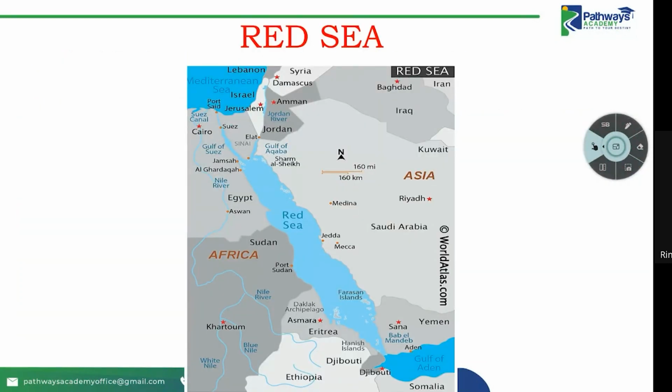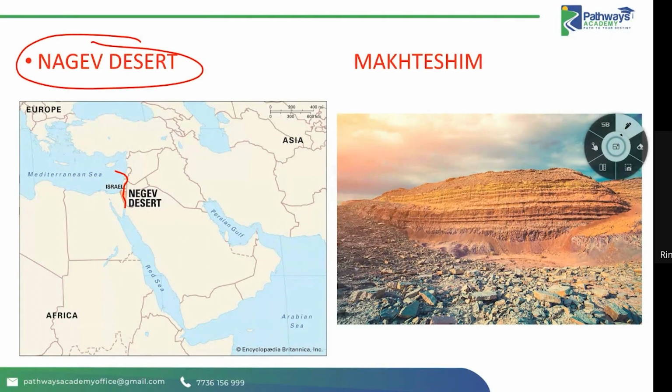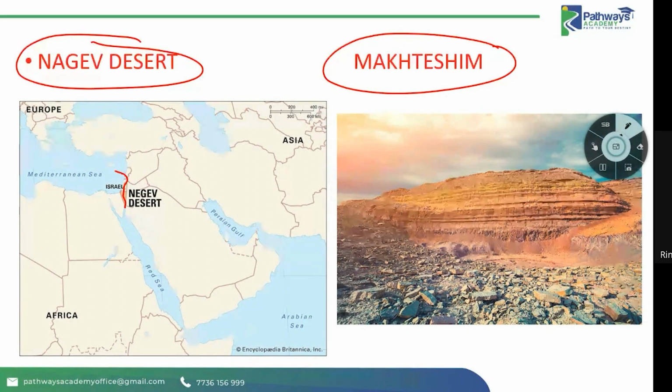Then, this Ben Gurion Canal is passing through this area you can see here. It passes through the Negev Desert, which is present in Israel. The major geographical feature present in the Negev Desert is Makteshim. What is Makteshim? Makteshim are the deep valleys created in the Negev Desert.